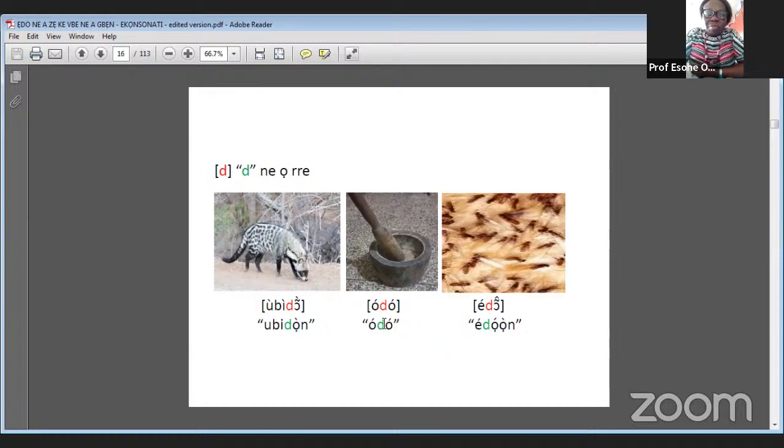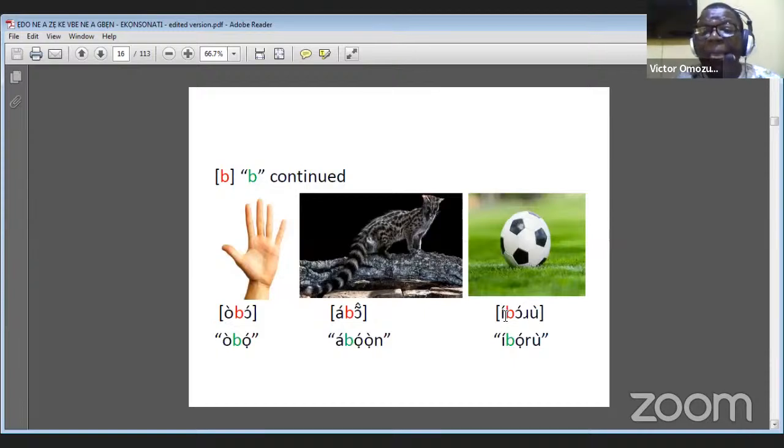For nouns. Yes, as we have it there, let me go back to Iboru now. So you have there, E is a syllable of its own. Then Bo is a syllable of its own, and then Ru is a syllable of its own. The same way you have it in Obo. O is a syllable, and then Bo is a syllable. So the first two words here, Obo and Abon, they are two syllable words. And then the third one is a 3-syllable word.